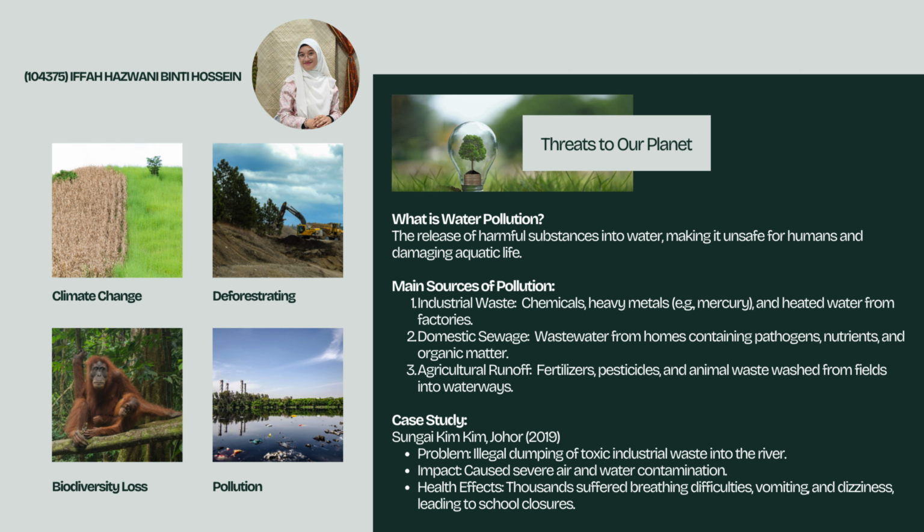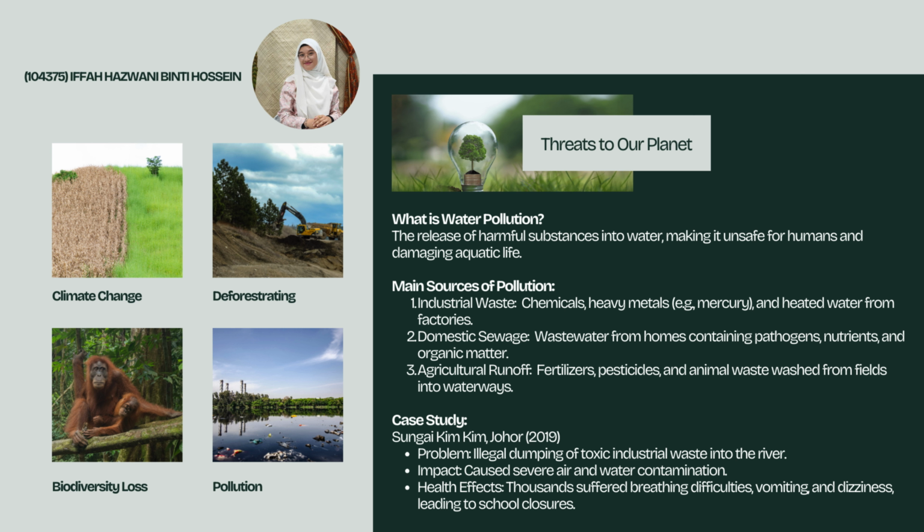For this slide, I'm going to talk about what is water pollution. It is the release of harmful substances into water, making it unsafe for humans and damaging aquatic life. There are three main sources of this pollution. The first one is industrial waste, which is chemicals, heavy metals, and heated water from factories. The second one is domestic sewage, wastewater from homes containing pathogens, nutrients, and organic matter. The third one is agricultural runoff, such as fertilizers, pesticides, and animal waste washed from fields into waterways.